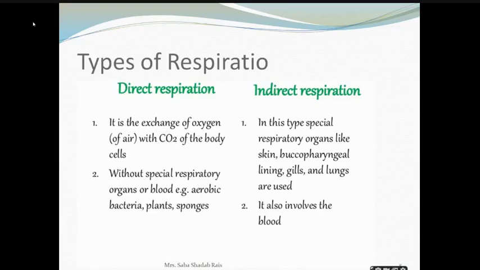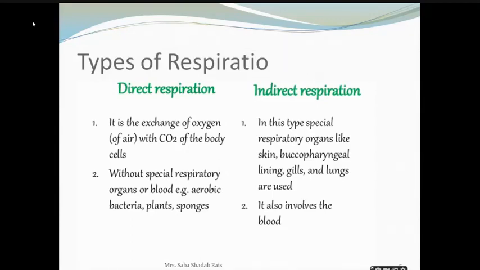The transport of gases from the respiratory organ to the body cells was therefore brought about by blood and the circulatory system, because animals from the amoeba to the human became more and more complex. That's why it is very important to have special aids for respiration. So they got special respiratory organs, and they got a proper circulatory system for circulation of the respiratory gases. So in the types of respiration, we learned two types: direct respiration and indirect respiration.